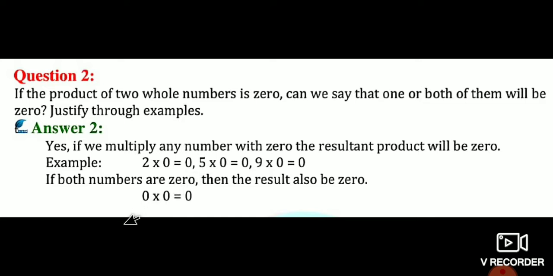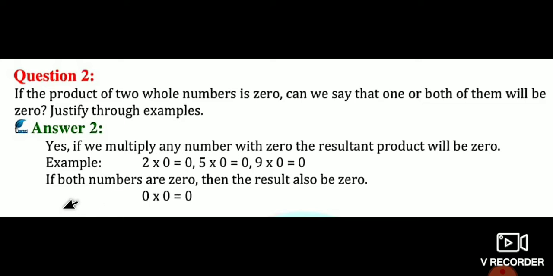Then you have to justify the second statement through example. That is, if the product of two whole numbers is 0, then both of them will be 0. If both numbers are 0, then the product of the two whole numbers is 0.